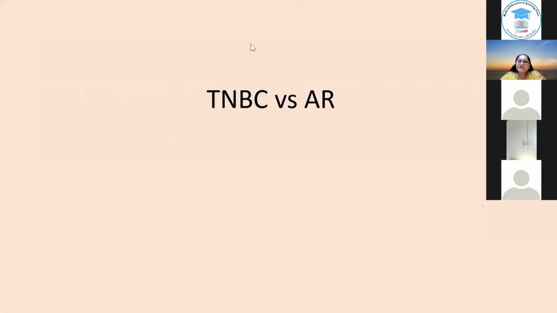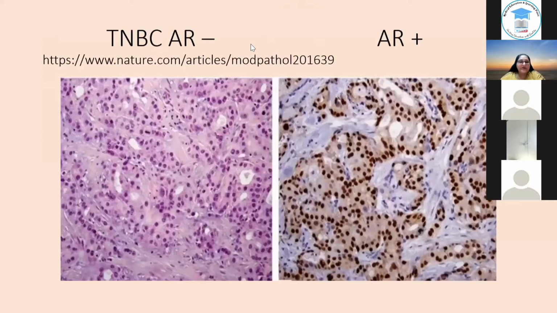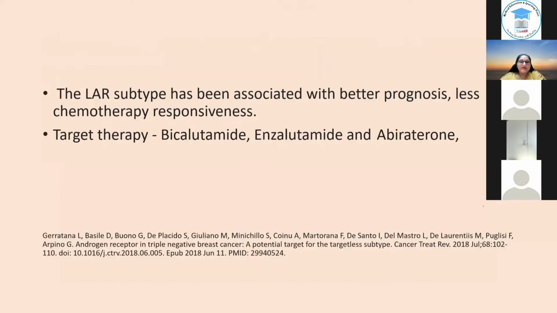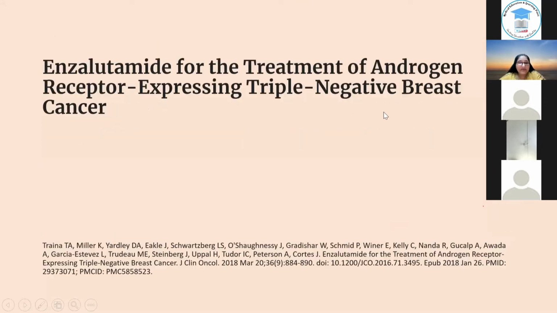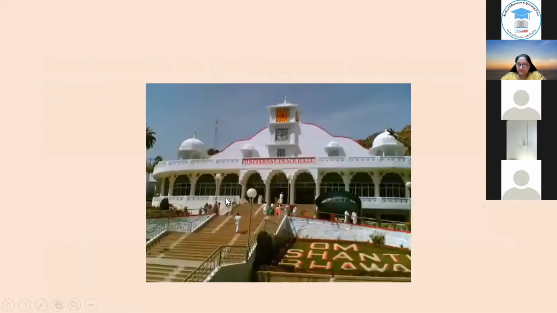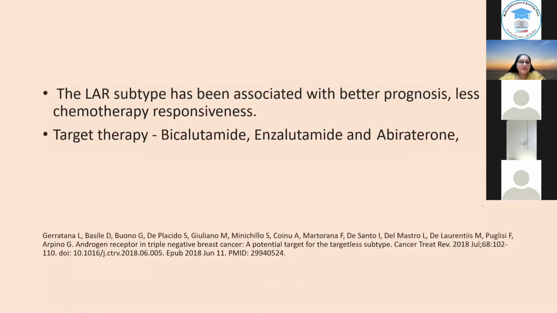So the third research is about TNBC versus the androgen receptor. We can see the beautiful nuclear positivity of androgen receptor. This is a picture taken from an article in Modern Pathology. And the molecular subtype, as I mentioned, the LAR type, luminal androgen receptor subtype, is associated with better prognosis and chemotherapy responsiveness.